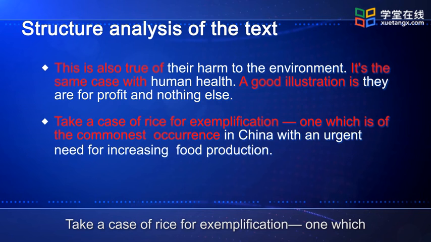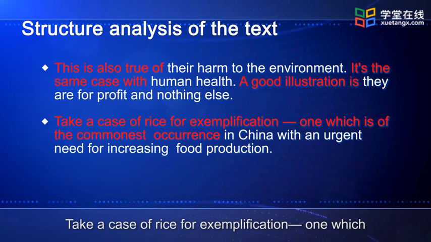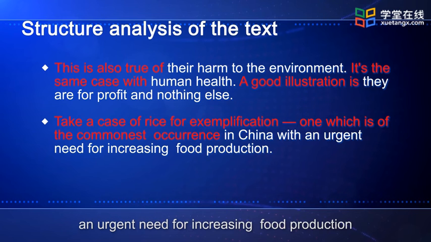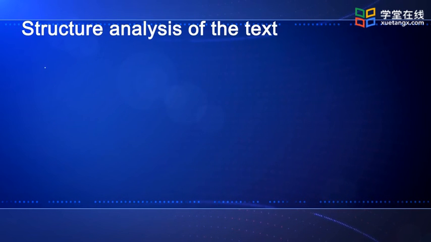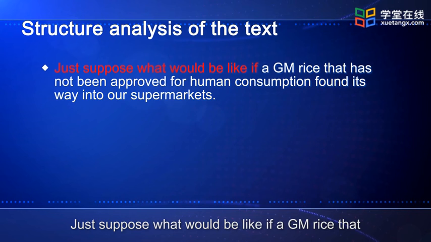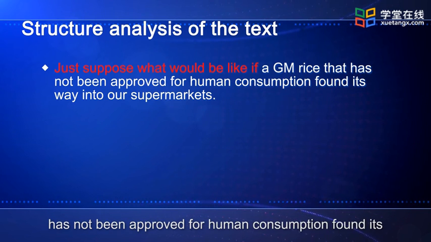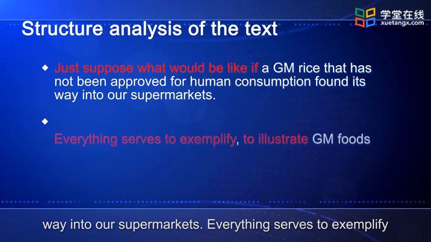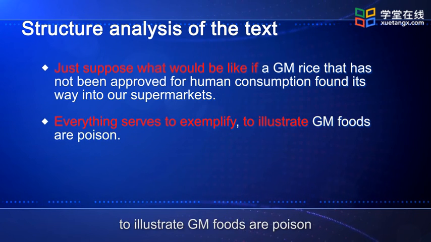Take a case of rice for exemplification, one of the most common occurrences in China with an urgent need for increasing food production. Just suppose what it would be like if a GM rice that has not been approved for human consumption finds its way into our supermarket. Everything serves to exemplify, to illustrate that GM food is poison.